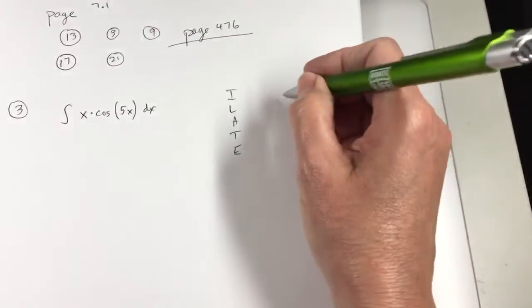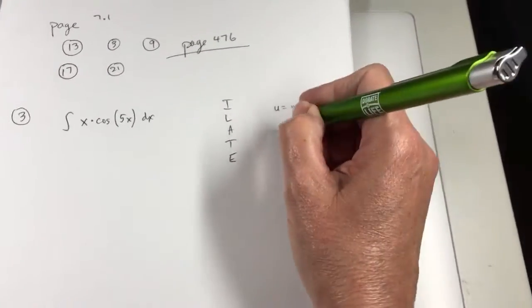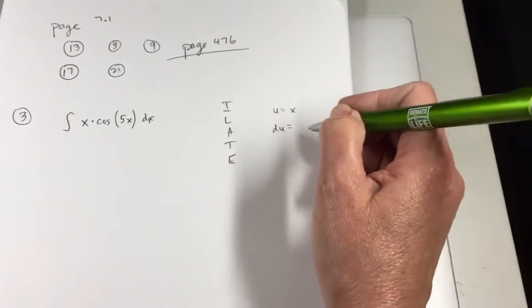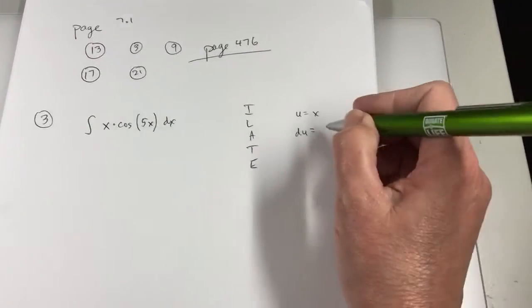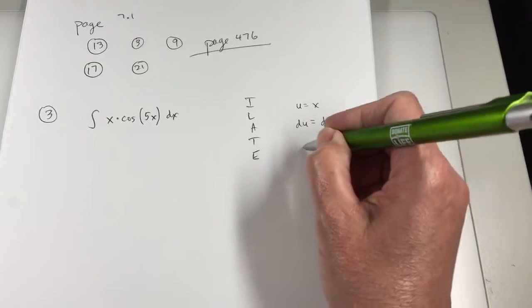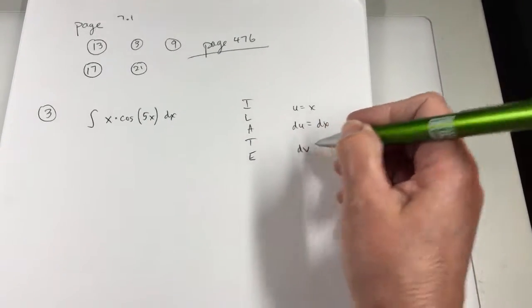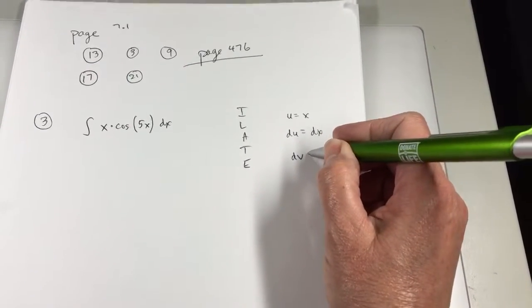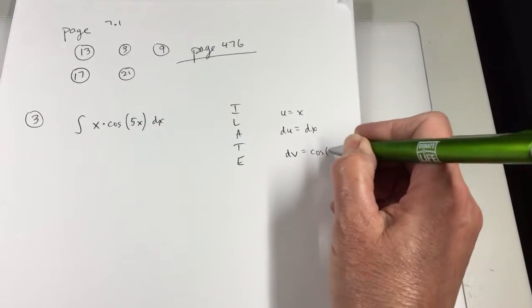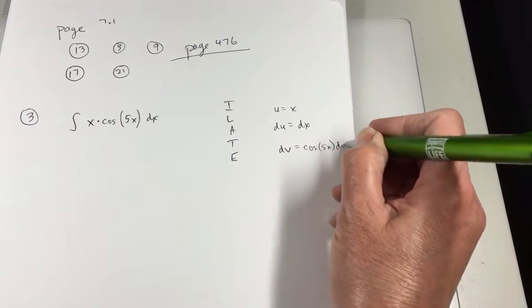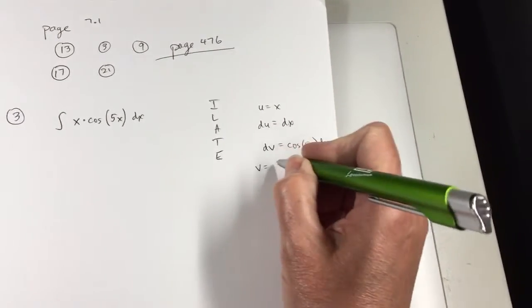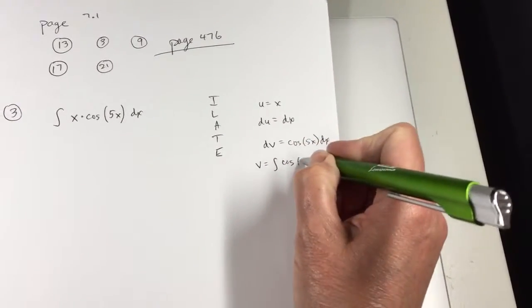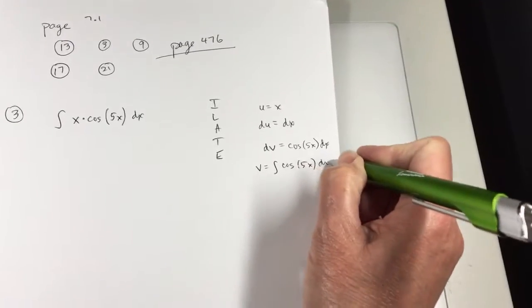So I'm going to say that u equals x and du, what's the derivative of x? dx. That means everything else is dv. dv is cosine 5x dx. V will be the integral of cosine 5x dx.